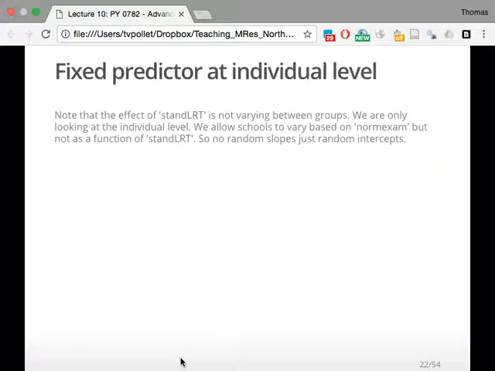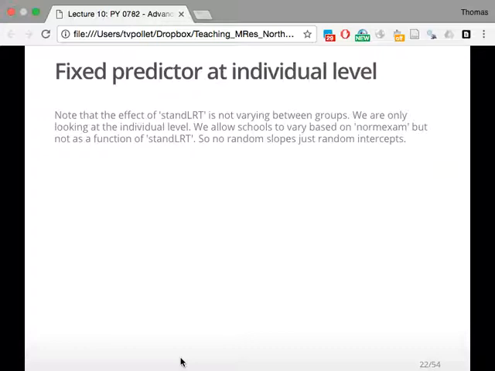We're now trying to build a more interesting model where we have a fixed predictor at the individual level. So remember these type of stand LRT. Does people's intake score predict how they go out of the school? So does their performance when they go in on this London reading test predict their final scores? And in this case, this effect is not varying between groups. So we're just accounting for the fact that schools can be high or low, for example, on norm exam, because you're going to a very good or a very bad school. But we're not taking into account that the effect of the intake score varies between schools.